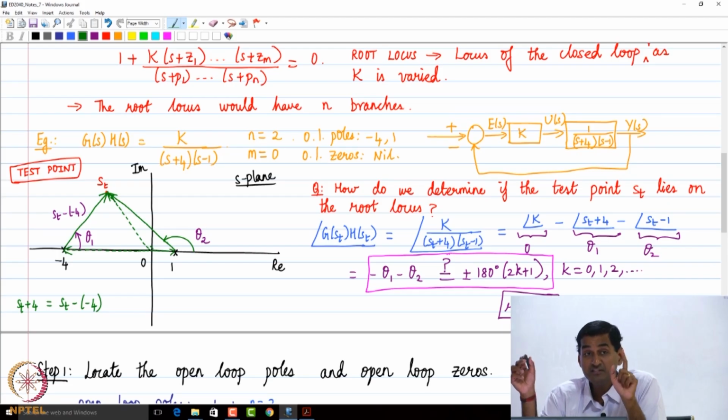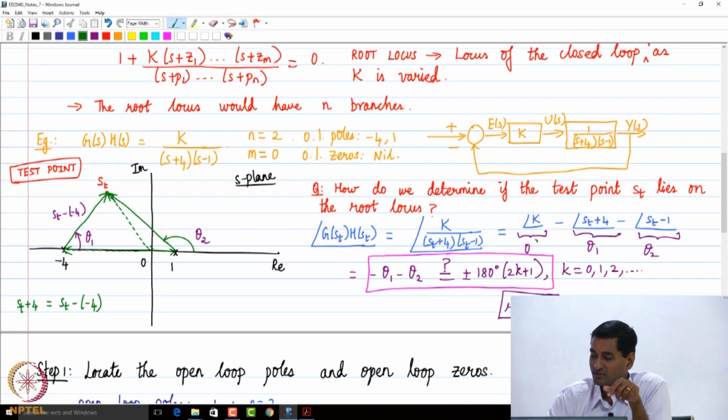Okay, but please note at this juncture that the steps will be different if k were negative. Why? Because here we took the phase contribution of k to be 0, right? If k were negative, what will be the phase contribution? It will be 180 degrees, right? So things will change a little bit. Okay, anyway, we'll come there later on.